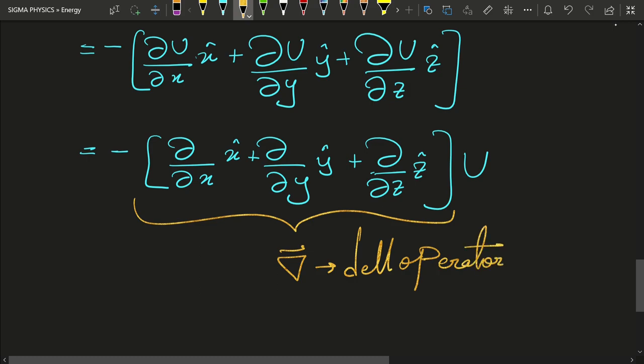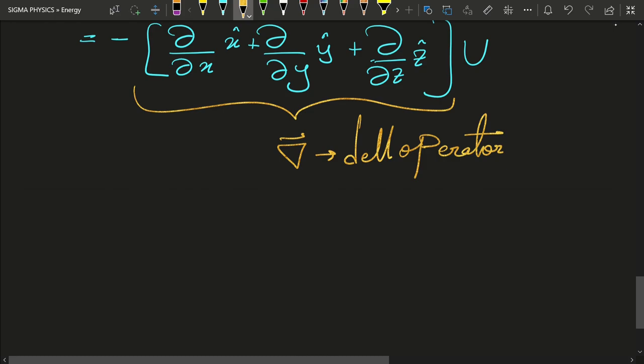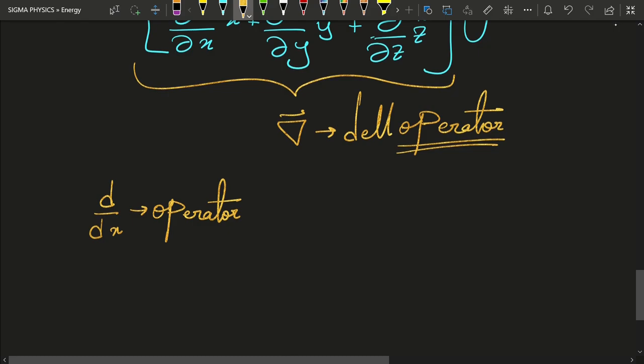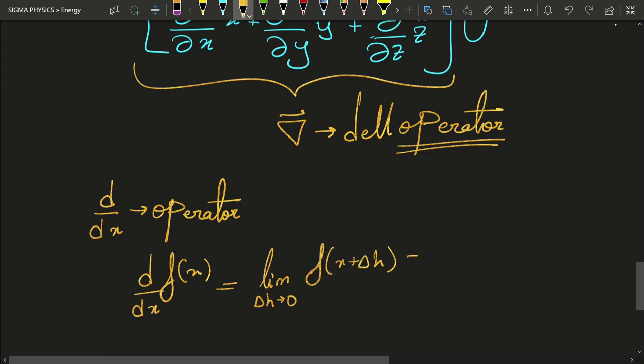Now, before we speak of the del operator, you need to know what operators are. A derivative is an operator. What an operator does is it acts on a function. The derivative will act on a function, and these operators follow a certain rule. Like the derivative, what is it? It is the limit as delta h tends to 0 of f of x plus delta h minus f of x upon delta h.